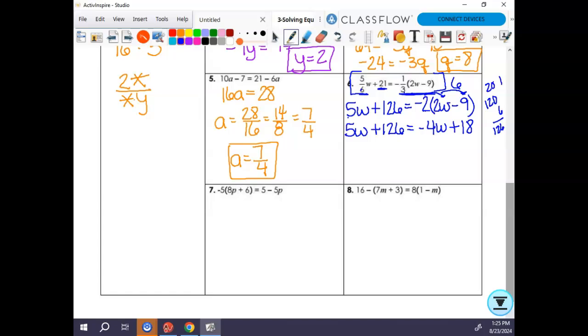The 4W? I mean, that's what I would do, but could I move the 5 instead? Absolutely. Just be careful with your signs. So I'm going to add 4W to both sides, and I'm going to get 9W plus 126 equals 18. Okay. Now I'm going to subtract 126 from both sides.